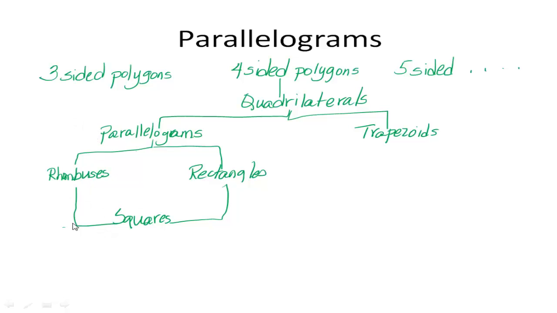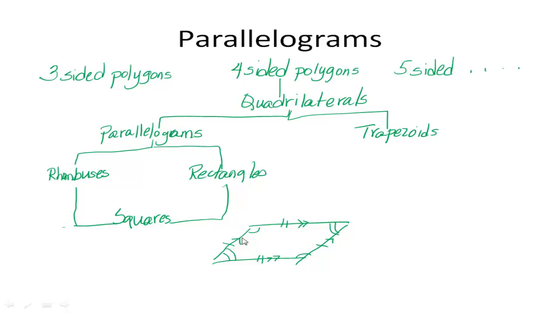And we discussed for parallelograms, that in any parallelogram, here's a parallelogram, opposite sides are parallel. This is the symbol for parallel. We also said that opposite sides are congruent. We also said that opposite angles are congruent. We said consecutive angles are supplementary.